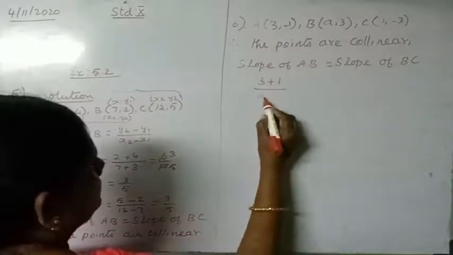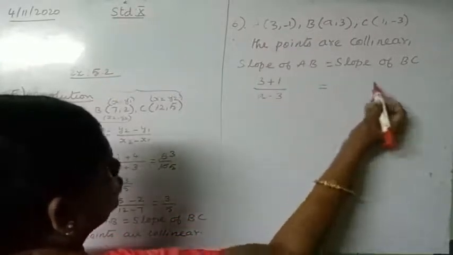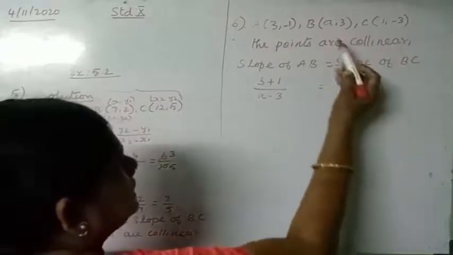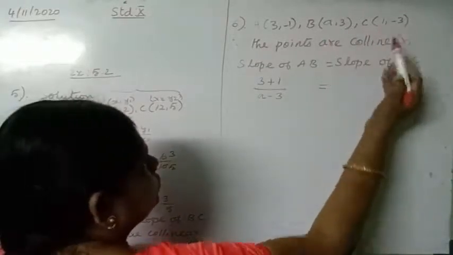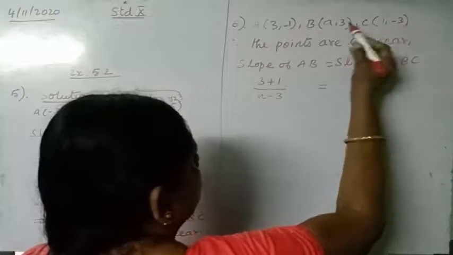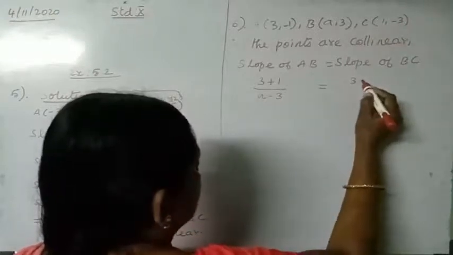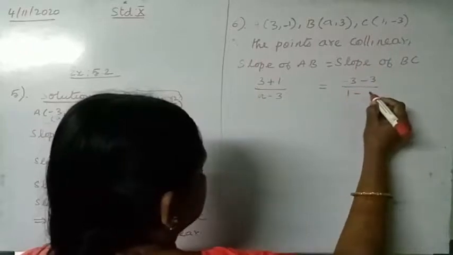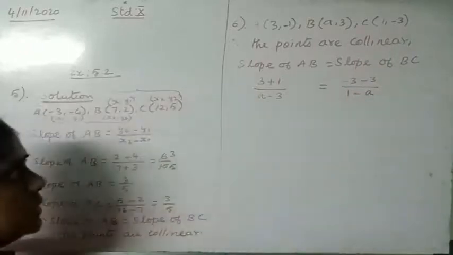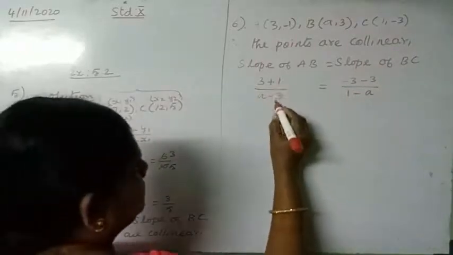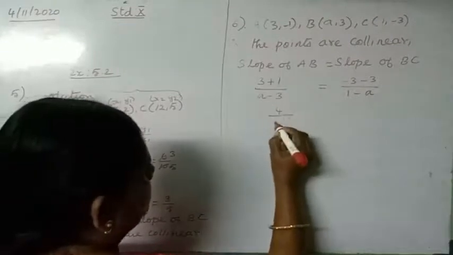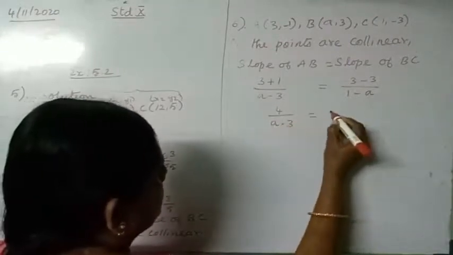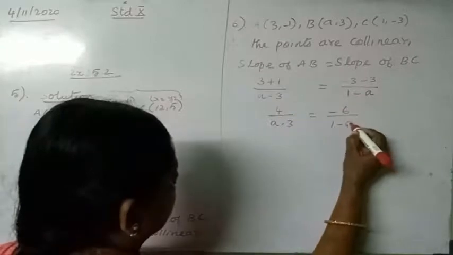minus 3 is equal to இப்போ B and C எடுத்துக்கோங்க. இதுல x1 y1 x2 y2 எடுத்துக்கணும். So y2 minus y1 minus 3 minus 3 divide by x2 is 1 minus a. Cross multiply பண்ணணும். Before that 3 plus 1 is 4 by a minus 3 is equal to minus 6 by 1 minus a.